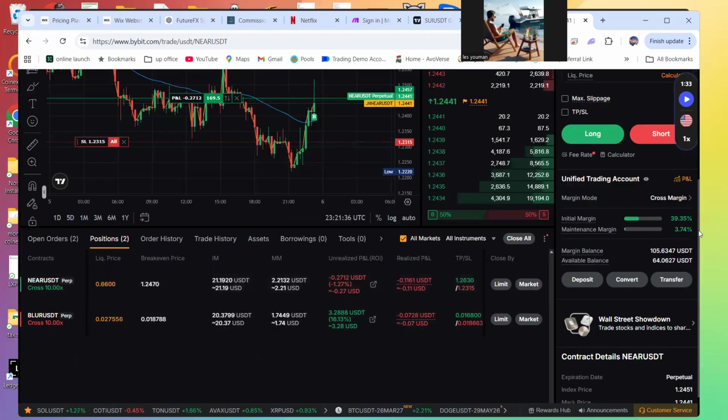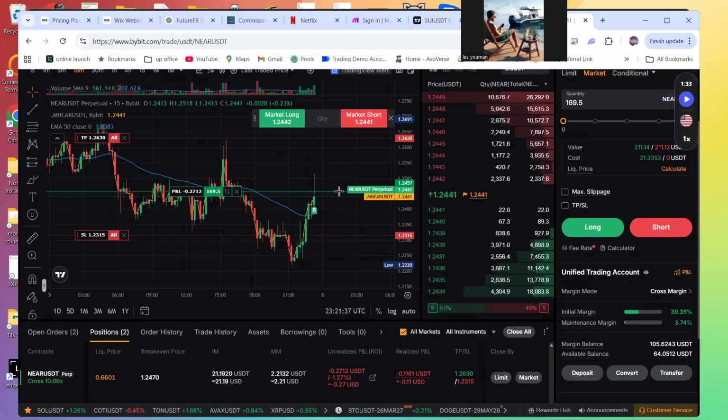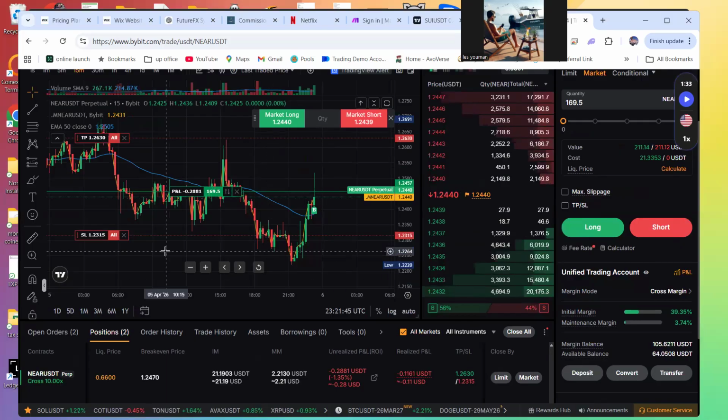And what's going to happen now is this trade will either go through and hit take profit, or it'll go the wrong way and hit our stop loss. And that's it. We make money, we lose money, we move on to the next trade.